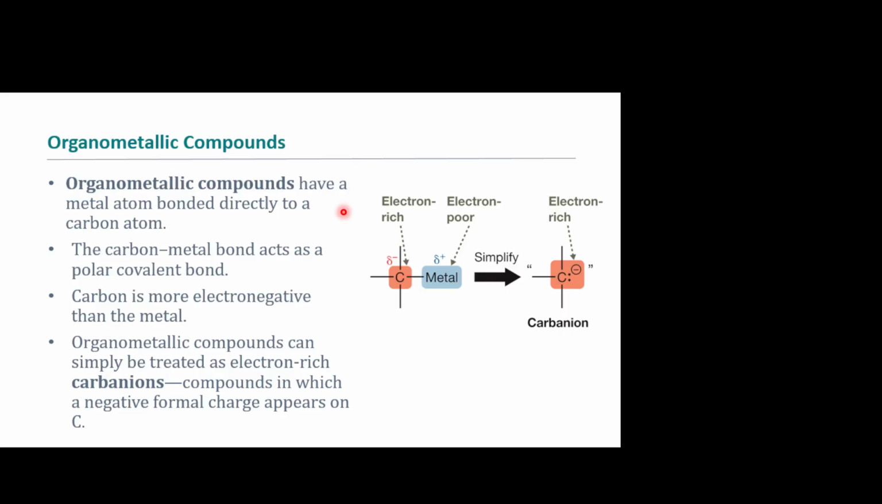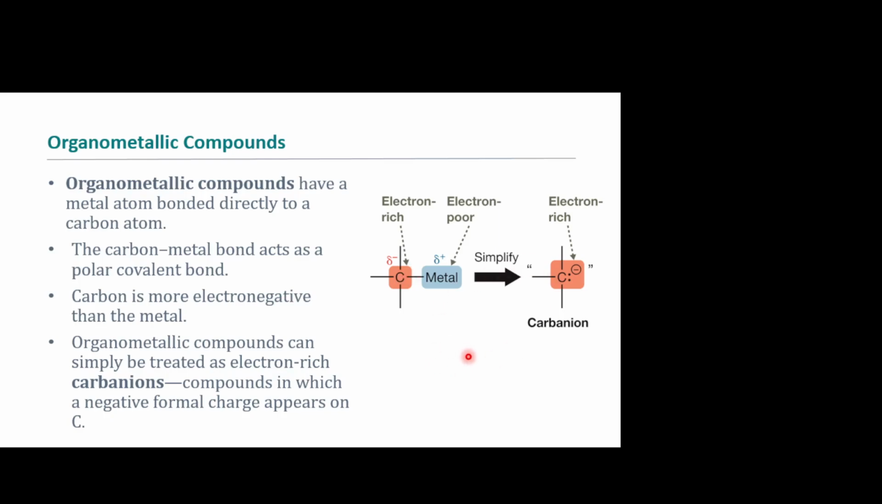Okay. So organometallic compounds are going to have metal atoms that are bonded directly to a carbon atom, and that's why they're called organometallic. Organo is in carbon. The carbon-metal bond is going to act as a polar covalent bond, and so it is a covalent bond. It's going to have dipoles, right? It's going to have charges on it because carbon is more electronegative than most metals. Oh, well, all metals, really. Now, the carbon is going to be more electronegative, of course, than the metal.